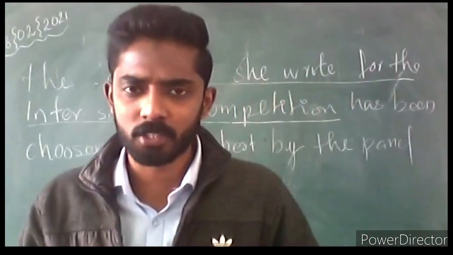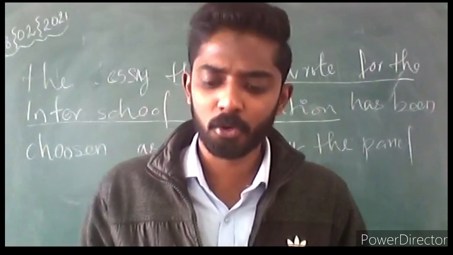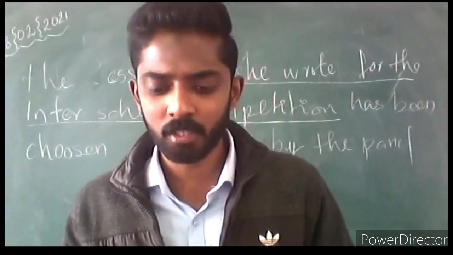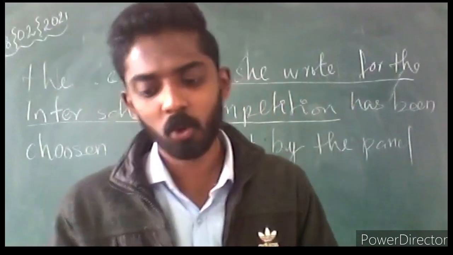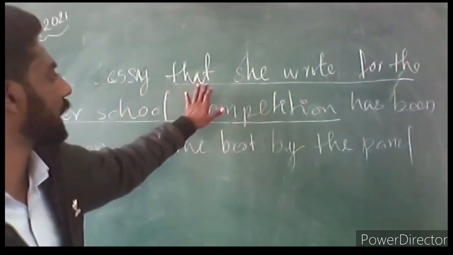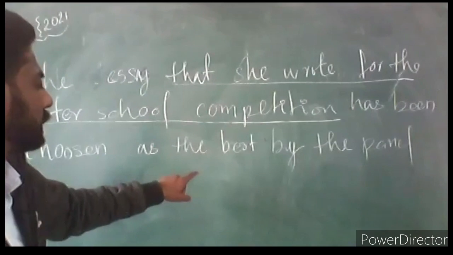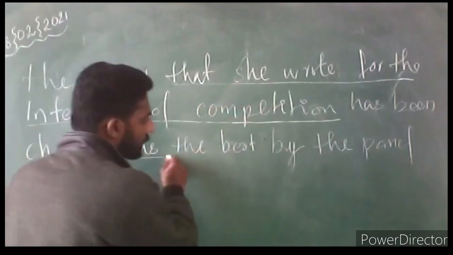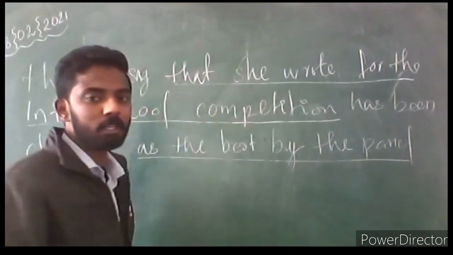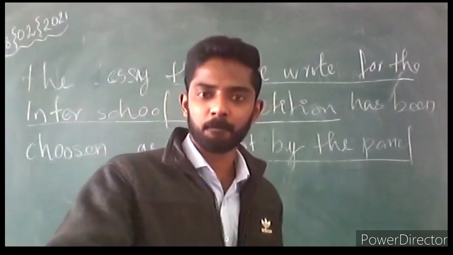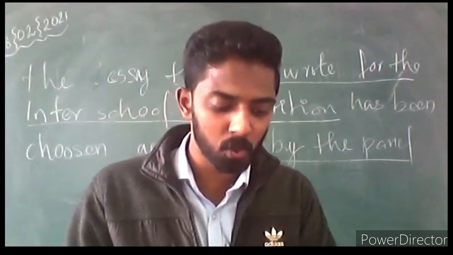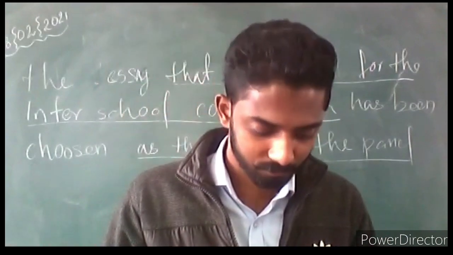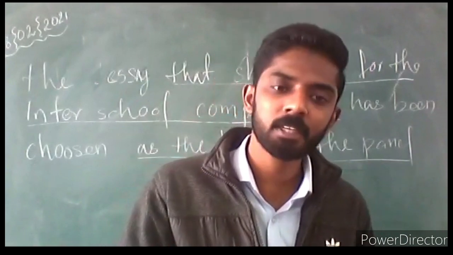And now we move on to the next one, that is the non-defining or non-restrictive relative clause. That is a clause which is optional. For example, in the essay that she wrote for the inter-school competition has been chosen as the best by the panel, the part as the best by the panel can be removed. There won't be any problem if we remove it. Or else, your old bag, which you insist on carrying with you everywhere, has got holes now. Here, the clause can also be removed.